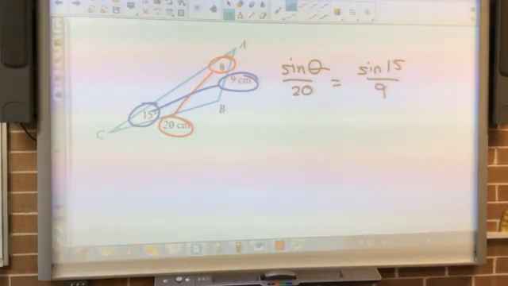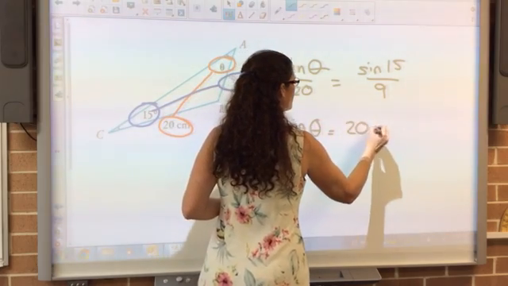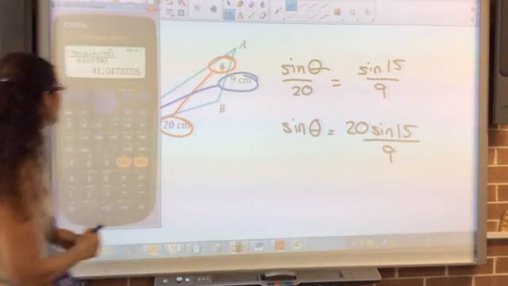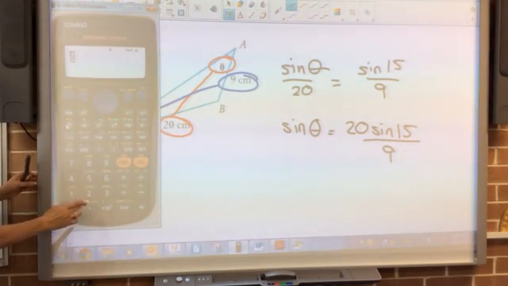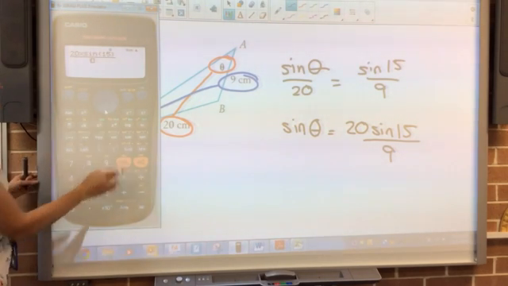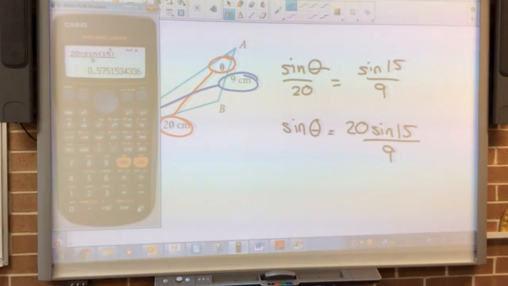So the first step in this equation is to get rid of the over 20. So I'm going to times 20 to the other side. That's going to give me sine theta is 20 sine 15 over 9. So on my calculator I can just type that in: 20 times sine 15, and the denominator is just a 9. And that gives me the answer of 0.575.